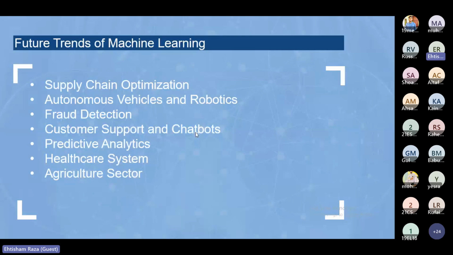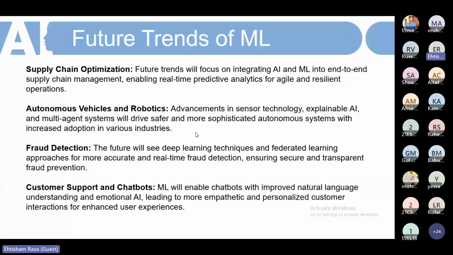Future trends of machine learning. What are the future trends of machine learning? Supply chain. The supply chain will be getting more involved with machine learning in the future, because machine learning has the potential to eliminate risk and increase business growth.